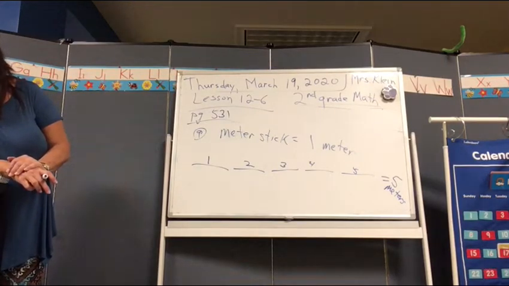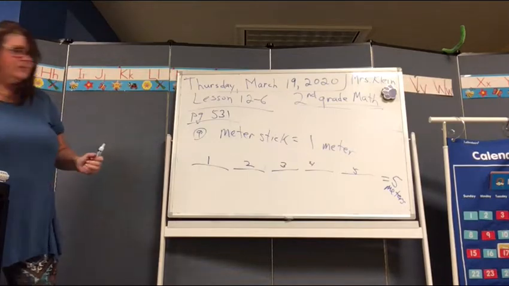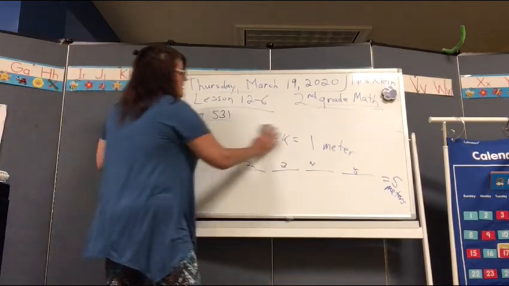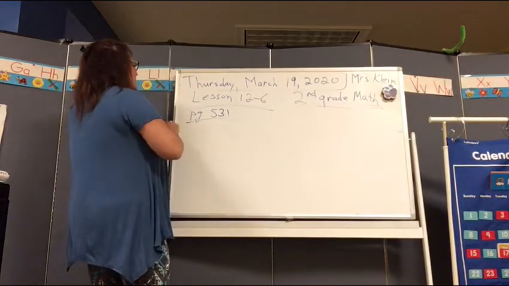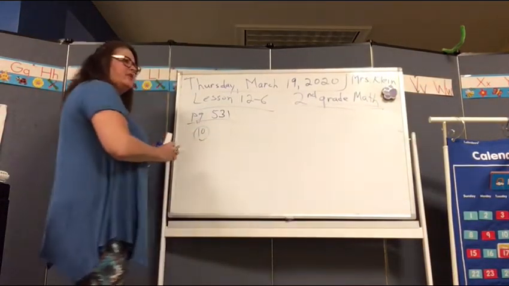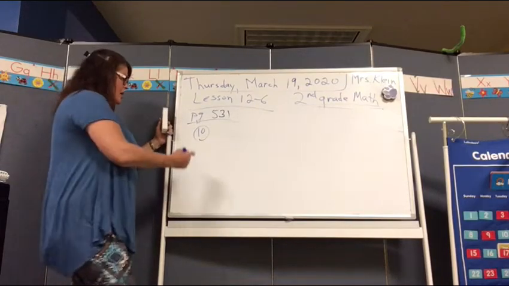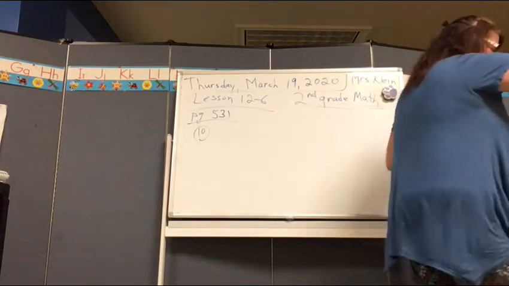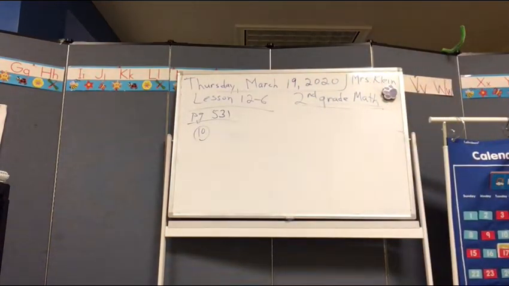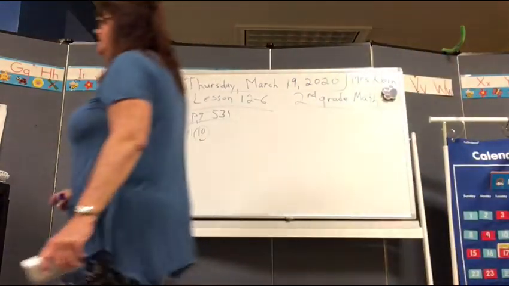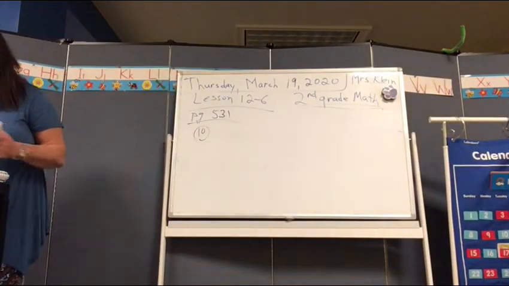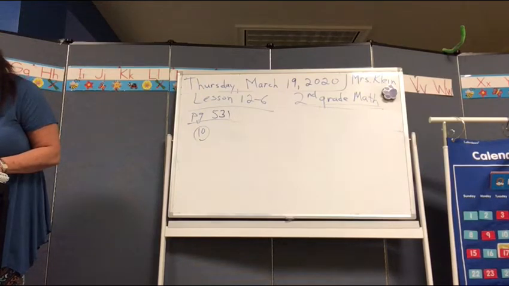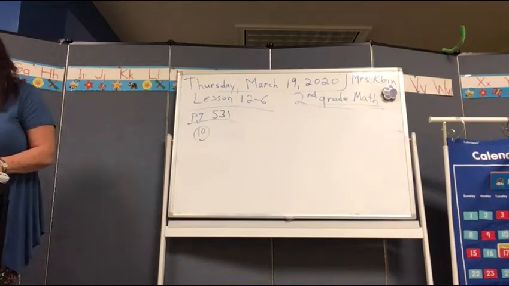Number 10. Debbie says that her doll is about 30 meters long. Do you think this is a good estimate? Why or why not? Wow. 30 meters long. How long is 30 meters long? 1, 2, 3, 4, 5, 6, 7, 8, 9, 10. Oh my goodness. 30 meters is a long, long, long way. So, do you think that her doll is about 30 meters long?